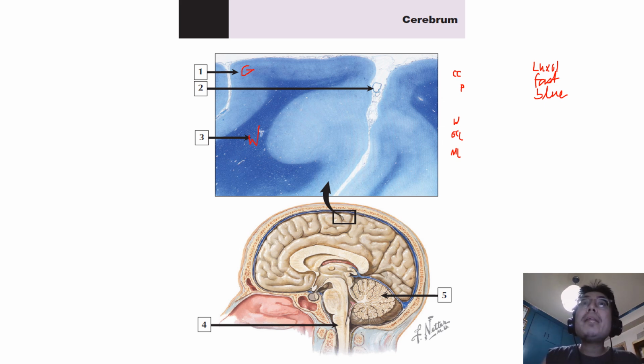We already mentioned that number 1 here is the gray matter. And below it, number 3 is the white matter. Number 2 is a blood vessel. In the schema below, 4 is the medulla oblongata, which is part of the brainstem, which we shall discuss later on. And 5 posteriorly is the cerebellum.